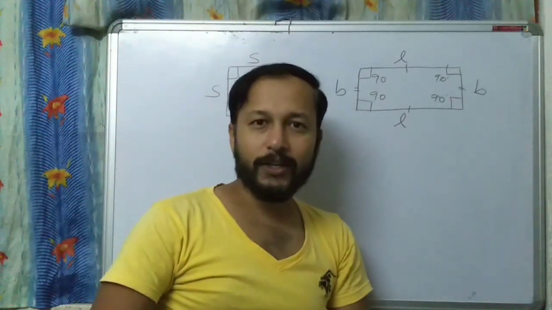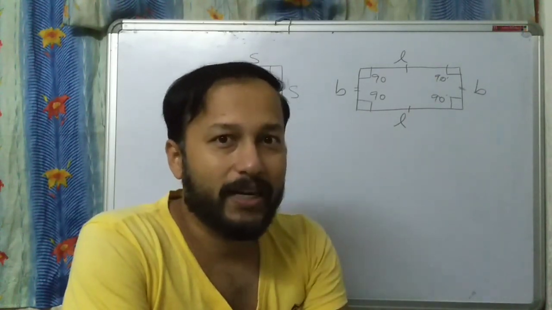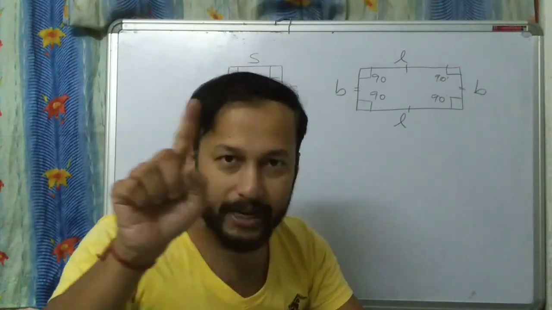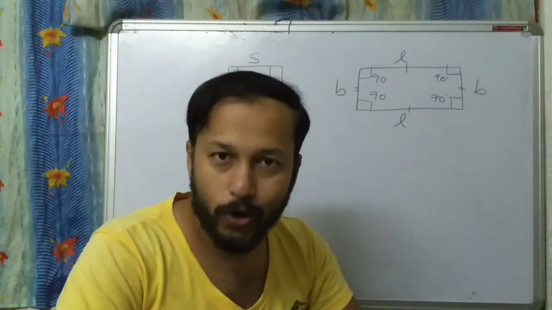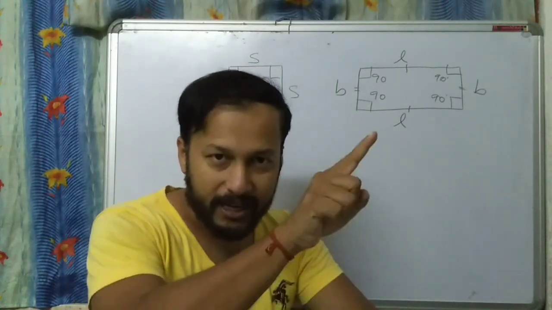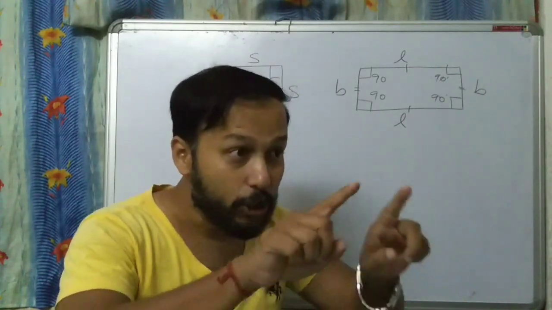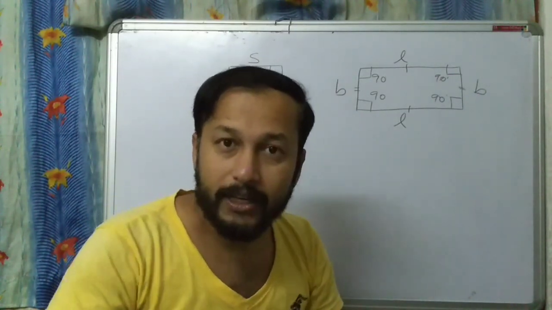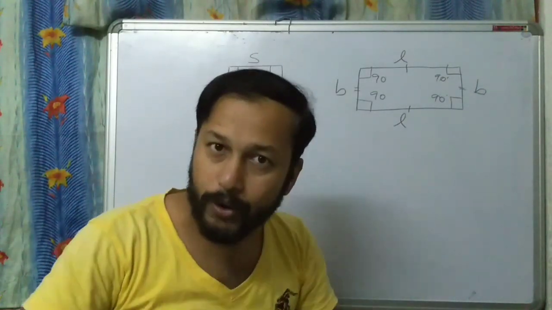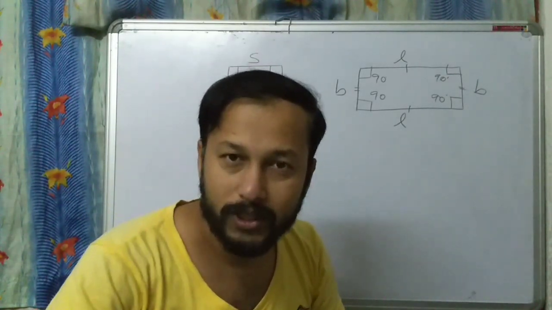But before that, we have to understand what is called perimeter. Perimeter means the boundary of that figure. You know boundary? Yes. The boundary of a figure is called perimeter. Like, if you see the boundary of your house, that boundary is the perimeter of your house.